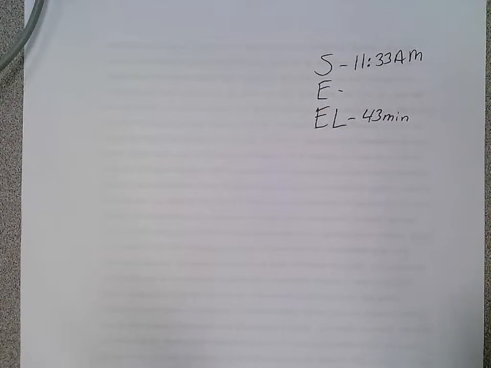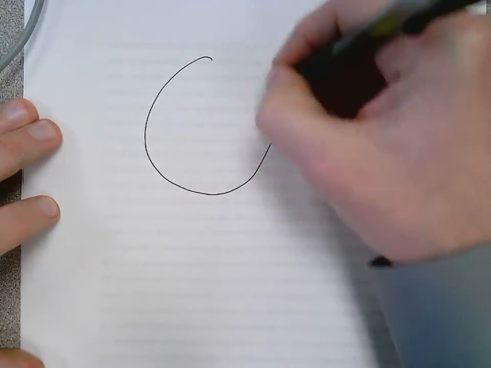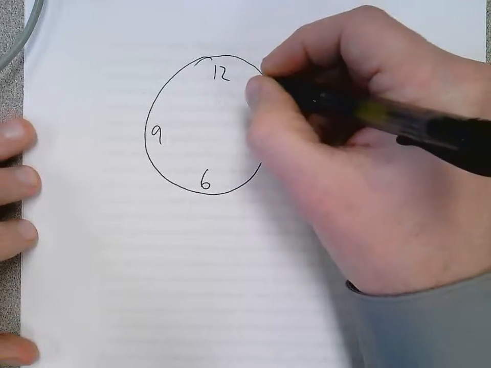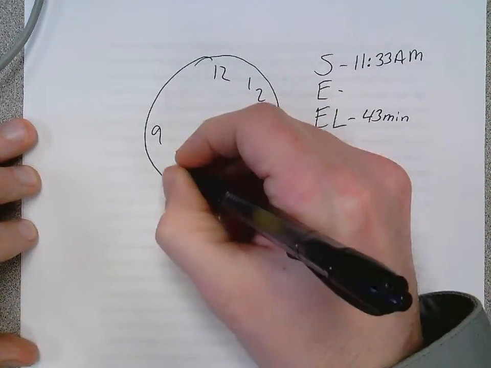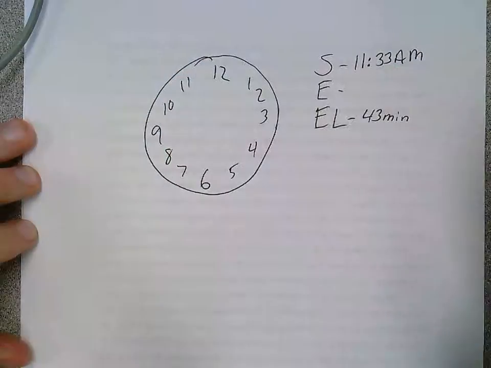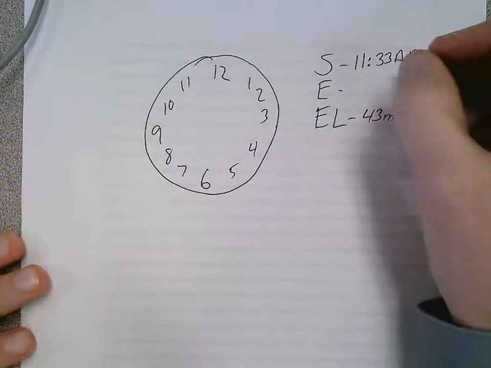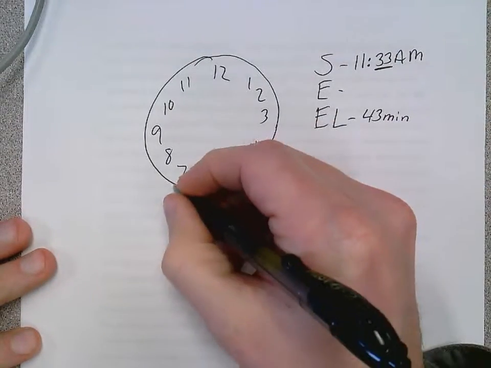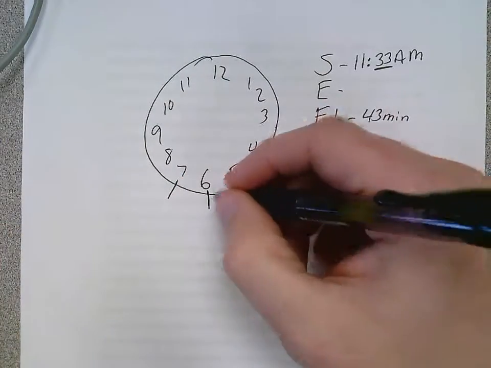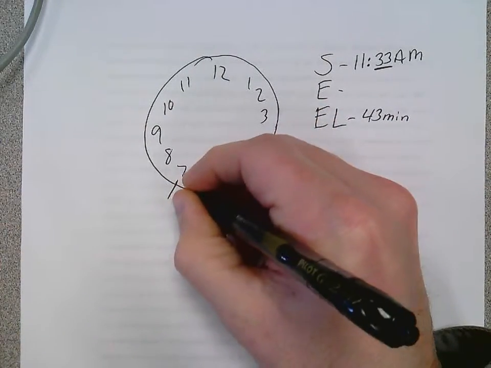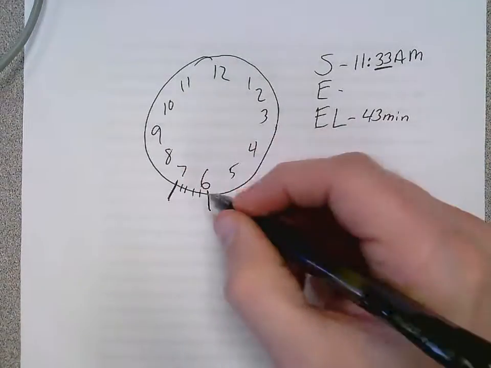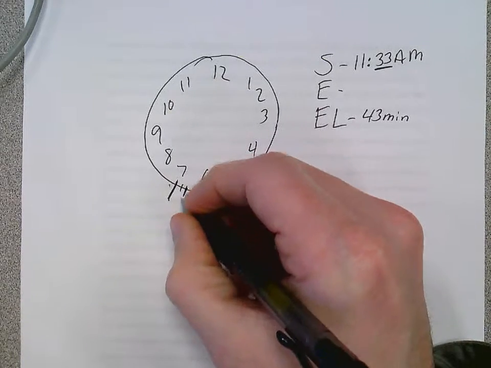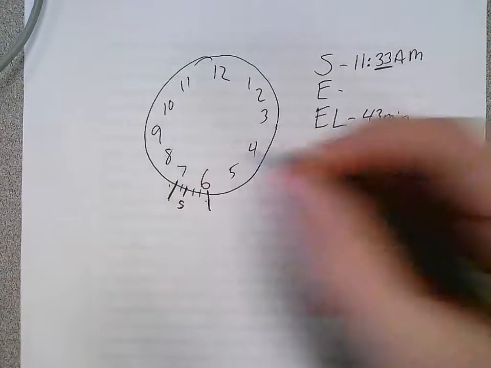So to figure out what our ending time is, we make our clock: 12, 3, 6, 9, put in my corners, 1, 2, 4, 5, 7, 8, 10, and 11. And now at this point, I'm going to mark down my start time minutes, which is 33. So it falls between the 6 and the 7. So 6 is 30. And I put 4 tallies there in between my 2 big tallies. So there's 30, there's 35, 31, 32, and 33. So right there is my start time minutes.